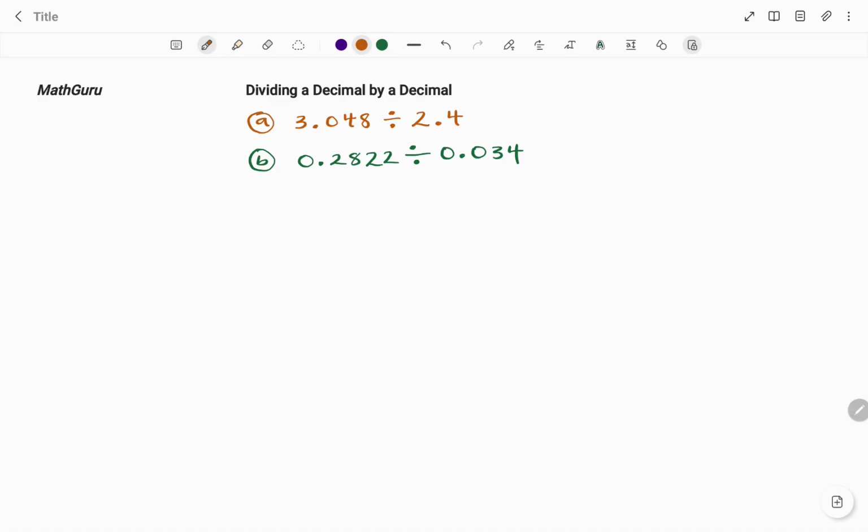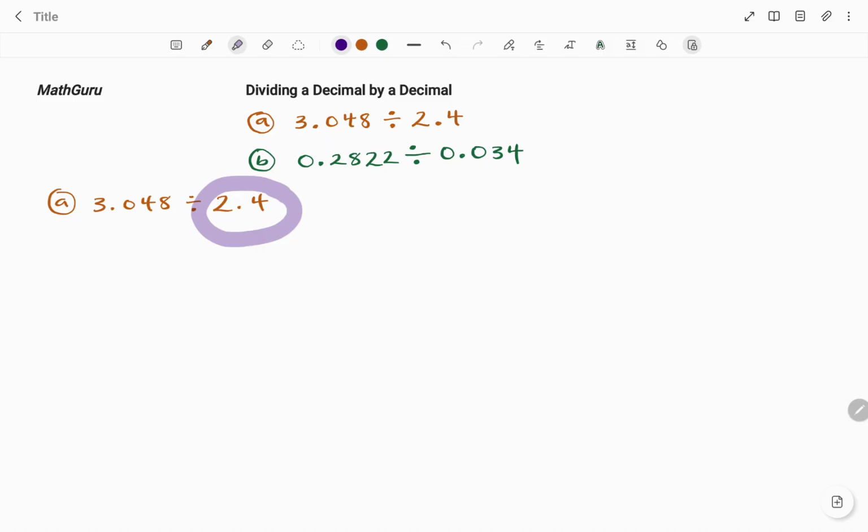In this video, I'm going to show you how to divide a decimal by another decimal. In the first example, we have 3.048 divided by 2.4. Note that the trick to dividing a decimal by another decimal is to change the denominator or the divisor into a whole number.